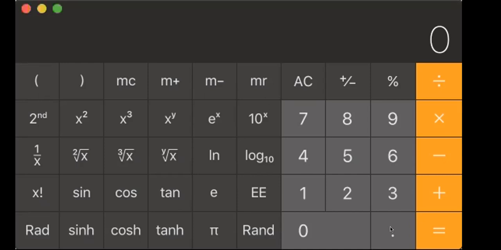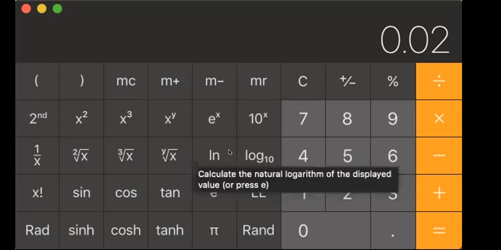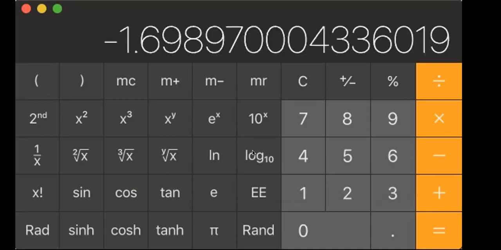So how do we do that? Well, let's say we want to do the log of Ki, and the concentration is 0.02. Okay, there's your initial concentration. All you got to do is put that number in and then hit log base 10. Don't do ln, do log base 10. And you get negative 1.699.